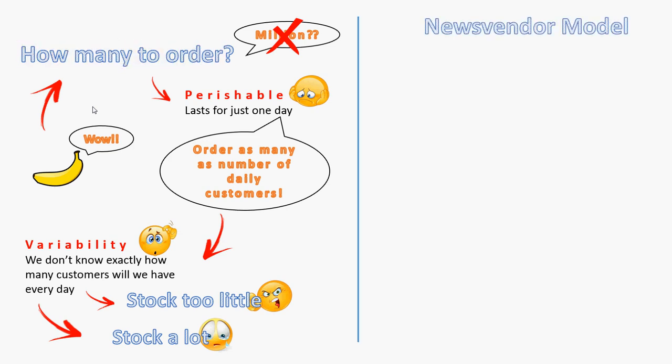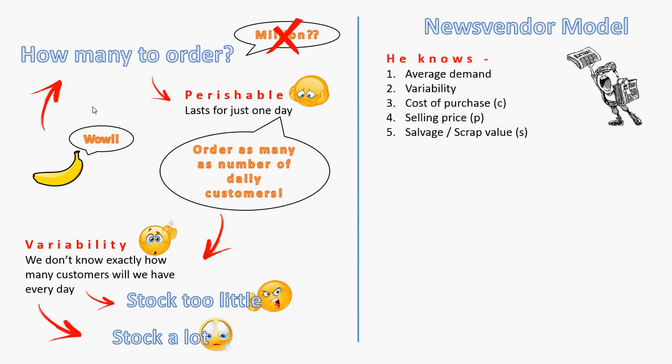And precisely to solve these kind of problems, we have the Newsvendor model. That's what we are going to talk about. Now, the Newsvendor knows the average demand of his newspapers. They're perishable, right? So today's newspapers cannot be sold tomorrow. So he knows the average demand. He knows the variability, some measure, the standard deviation or something, some measure of variability. He knows the cost of purchase of the newspapers, the selling price, and the salvage or the scrap value. That's the money that he can recover from unsold newspapers.